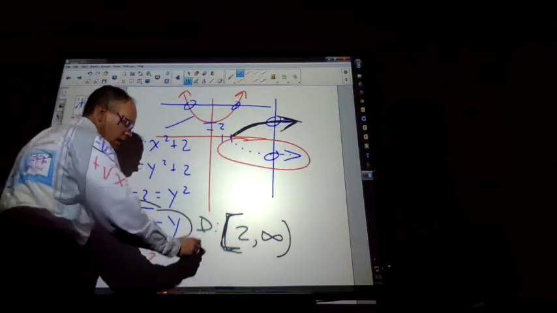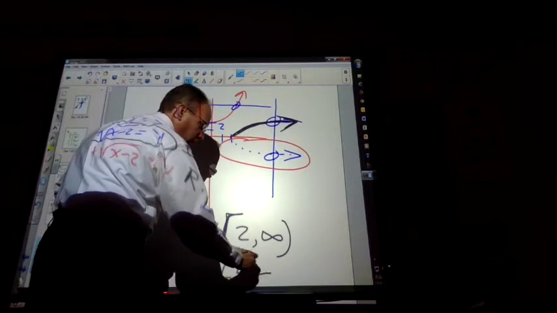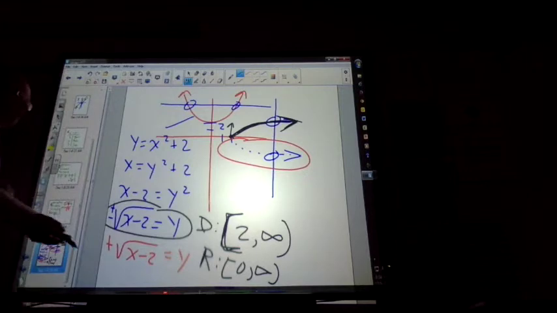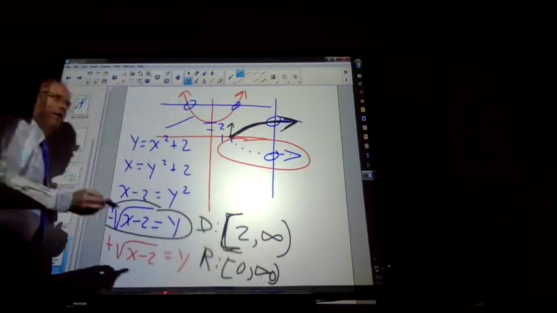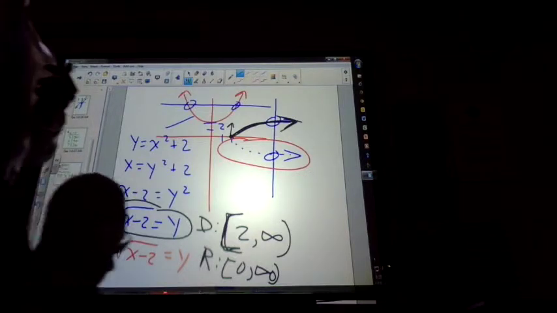You then could say, well, I also know that I have a range that could start at 0 and also go to infinity. Remember, that's going this way for the range. So if you did both of those things, then you have an inverse function. If it's not one-to-one, you can't just interchange the x and y values. Okay so far?